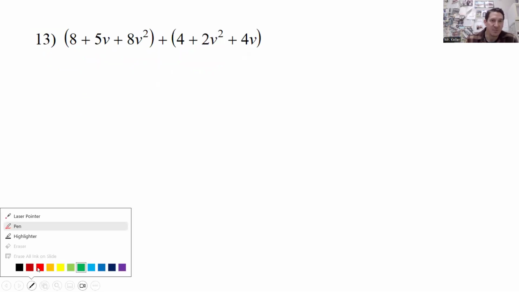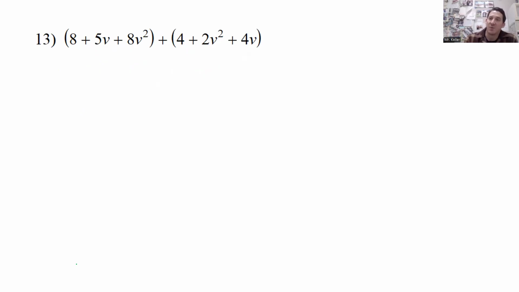So let's do another example. I would start by finding the largest exponent. So when you write down your answer, it's in standard form. Exponents are decreasing. So here, the largest exponent is 8v squared plus 2v squared. Add the numbers in front. 8 plus 2 is 10v squared.